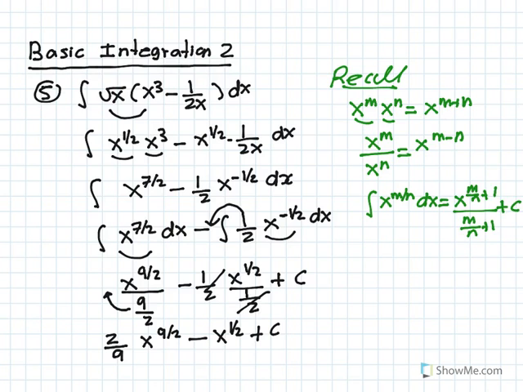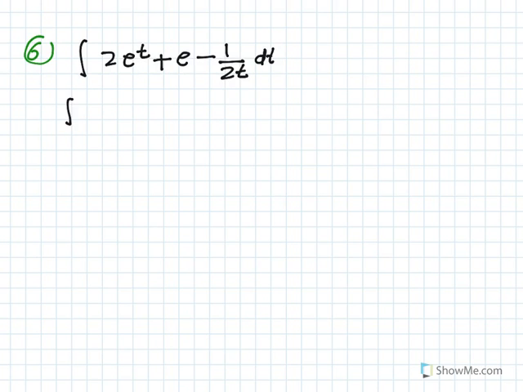All right, let's look at the next question. Question number 6. Here we have the integral of 2e to the t plus e minus 1 over 2t dt. Let's split up the integral. Integral 2e to the t dt plus integral e dt. I forgot to add a dt here. Minus integral 1 over 2t dt.